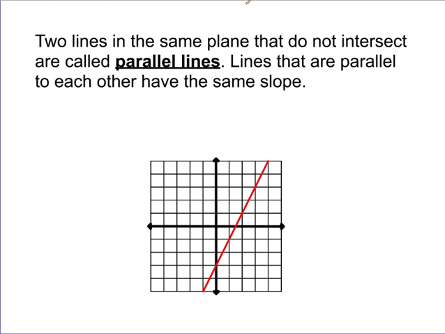Two lines in the same plane that do not intersect are called parallel lines. You guys know this already. Lines that are parallel to each other have the same slope. And so if we have this example here of this line on a graph, any line that we place on the graph that is parallel to that line has the same slope.